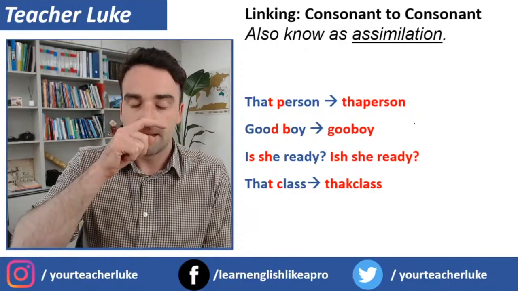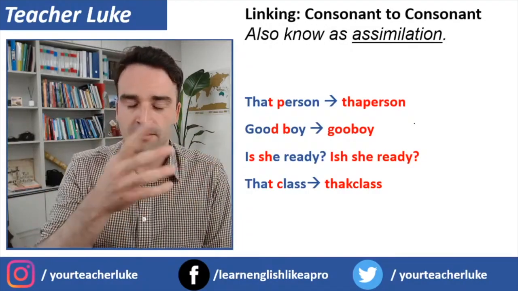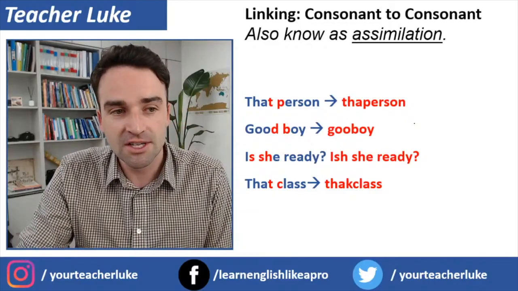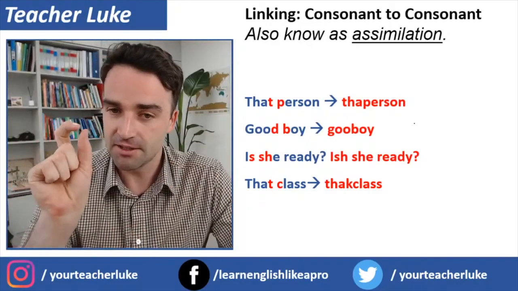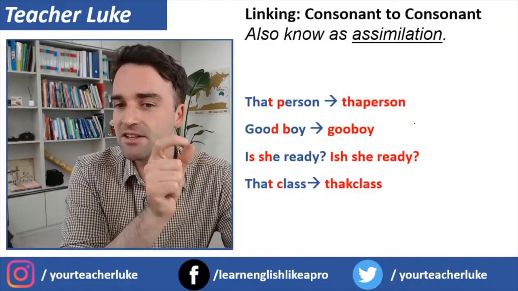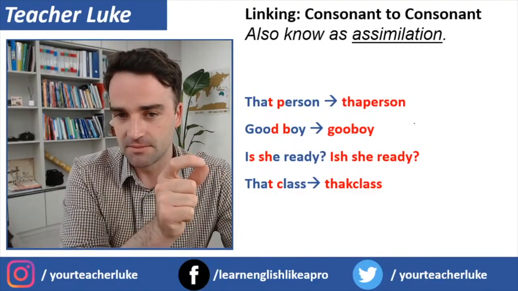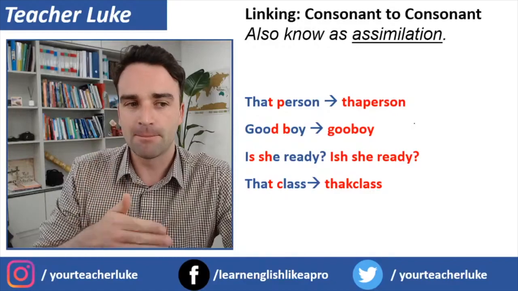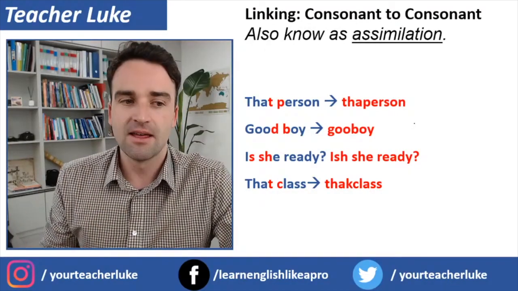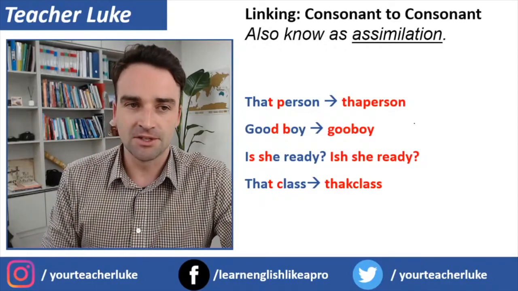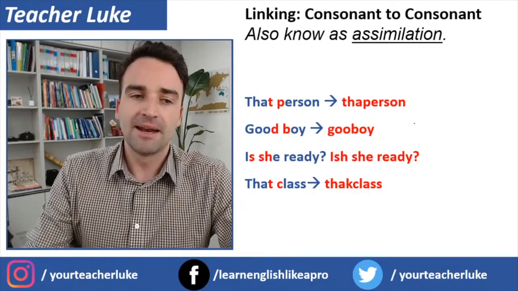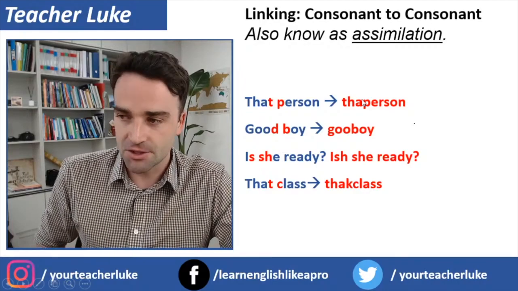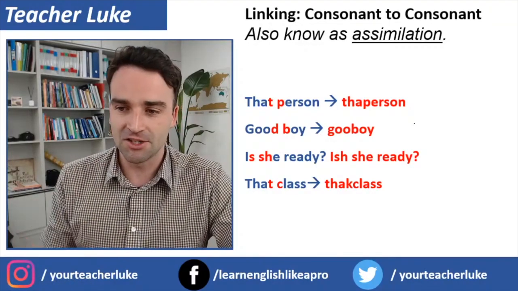This is what we call backwards assimilation, or more specifically, I think, reduced assimilation. Basically it's backwards because the first consonant in the second word goes backwards and changes the last consonant in the first word, so it becomes adapted to that consonant. That person, good boy, is she ready, that class. These are some examples of consonant-to-consonant assimilation. But like I said, this is a big topic, so these are just some very simple examples. One day soon, I promise, I will do a whole lesson just on assimilation.